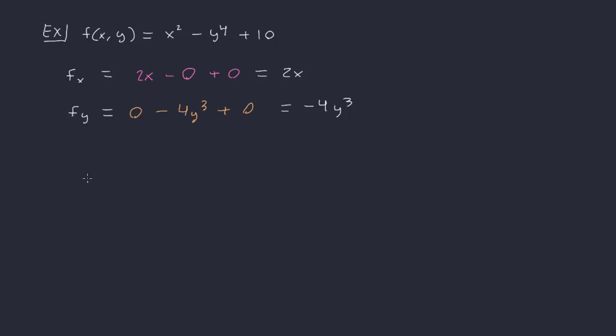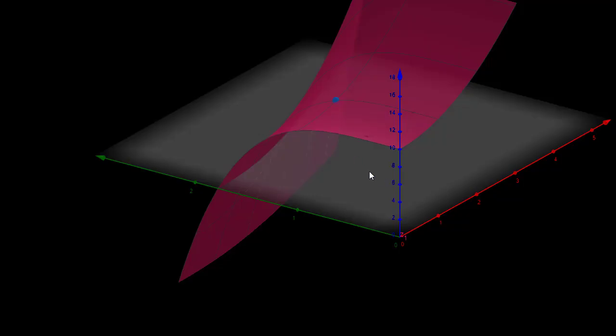All right, so once again, let's take a look at a graph at the point 1, 1. When we plug 1, 1 in, f of 1, 1 is going to be 10. So let's look at the point 1, 1, 10, just to visually see what this tells us, because at 1, 1, f sub x at 1, 1 will be 2, and f sub y at 1, 1 will be negative 4.